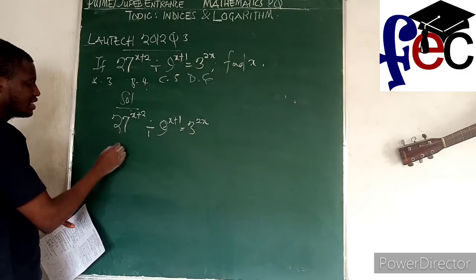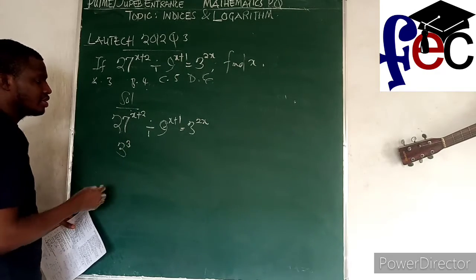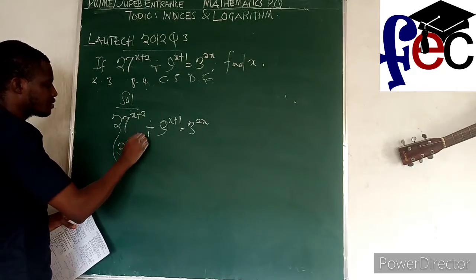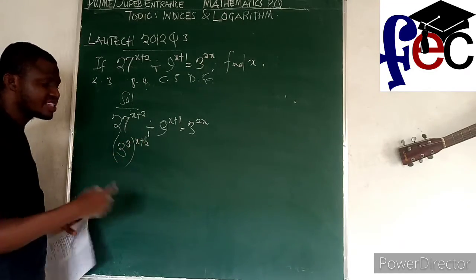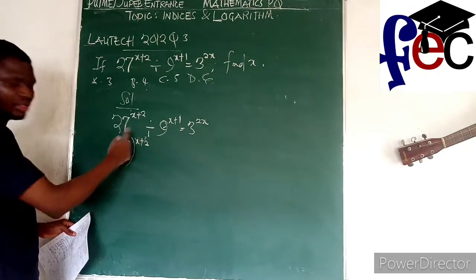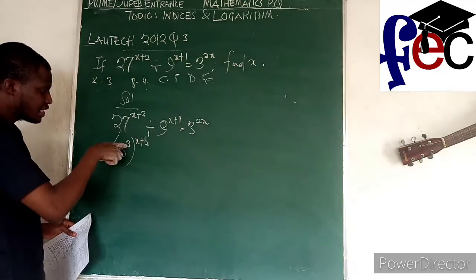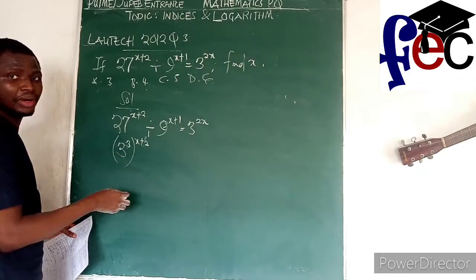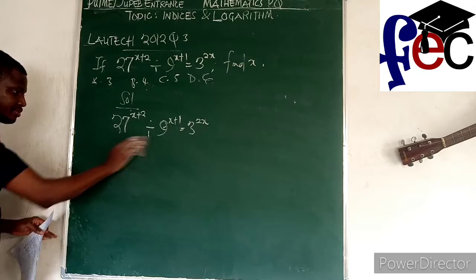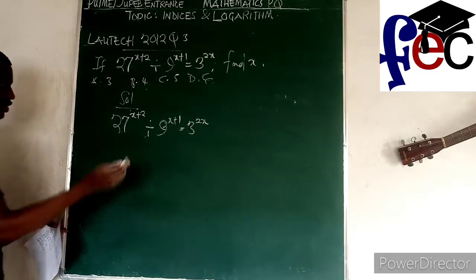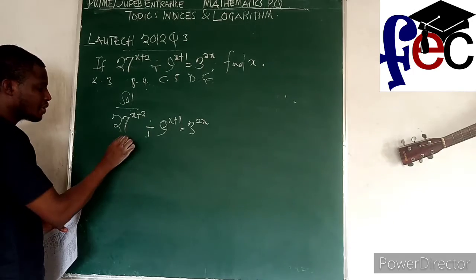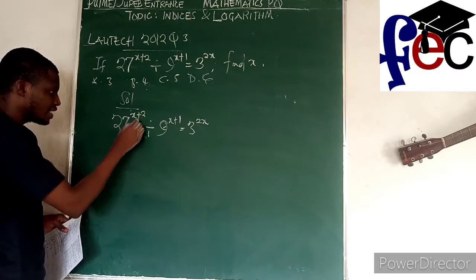Alright, I can rewrite this as 3 raised to power 3. Let me do it this way. I have x plus 2, but because it is post-UTME and you have to be fast, you may not need to necessarily be putting this bracket. You already know that this power will multiply this power. So permit me to do it that way to save time. It's just because I want you to understand. Now that means I can write 3 raised to power 3, then that 3 will multiply this other one.